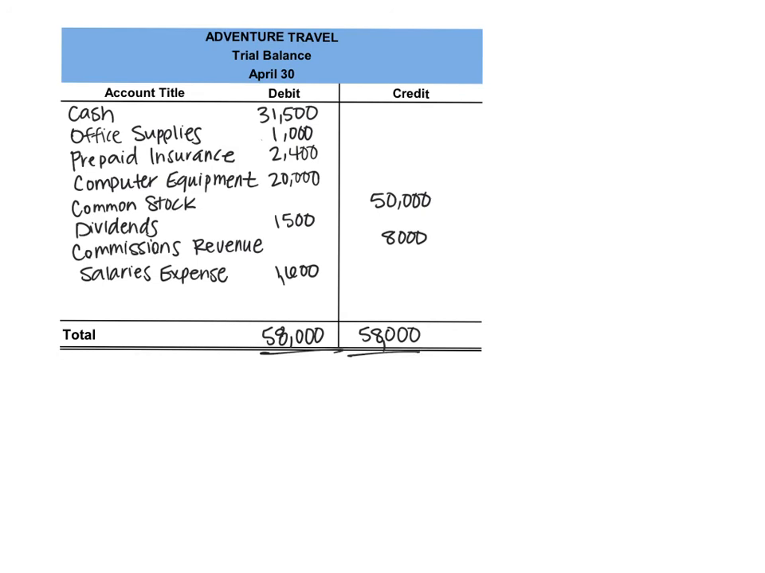If I don't get the same number here, then I need to go back and find out somewhere I made a mistake. So again, always your total debits, balances in your account should equal your total credits. And this is the end of our first part of the accounting cycle where we do our normal, everyday, daily transactions.